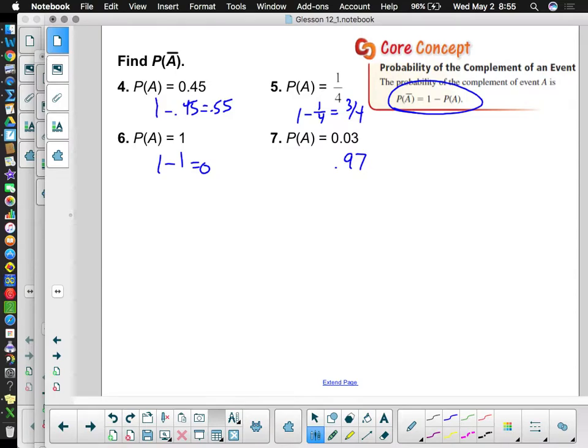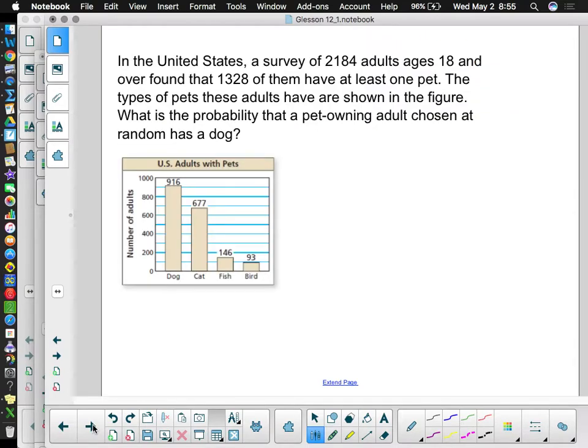If I know the probability of an event, the probability of the complement of the event is 1 minus that. By the way, a probability can never have a value more than 1 or less than 0, just so you know.